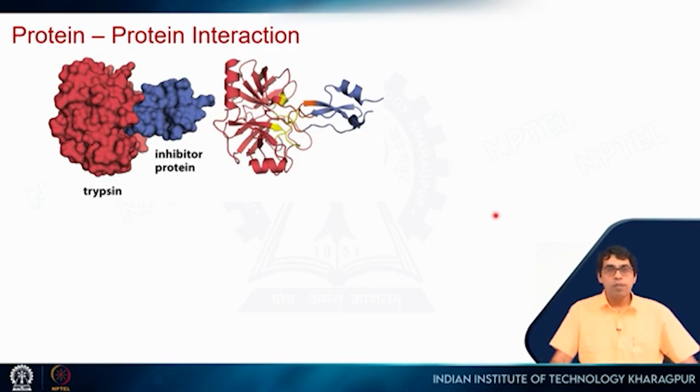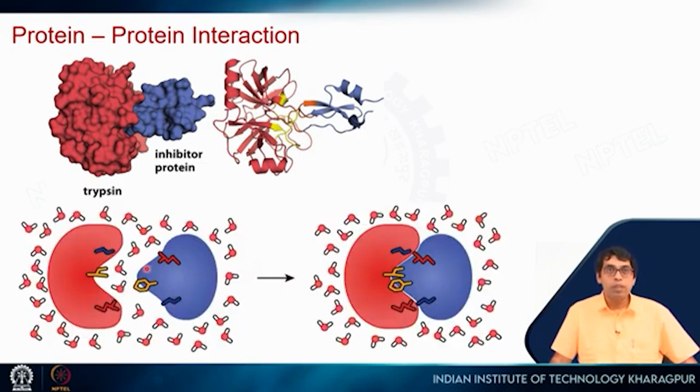Okay. So now let's look at protein-protein interaction. In case of protein-ligand interaction, we saw that these ligands or small molecules bind to a particular pocket, right? But in case of protein-protein interaction, they do not bind to a small pocket. In case of protein-protein interaction, we have a large binding interface. So protein-protein interactions will look something like this, right?